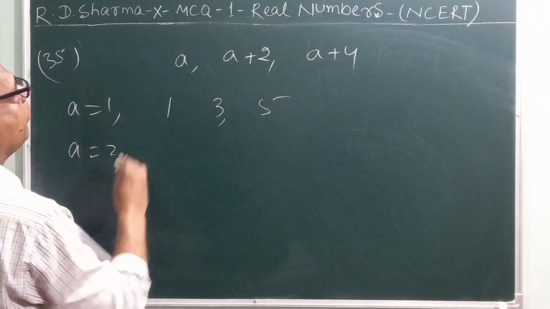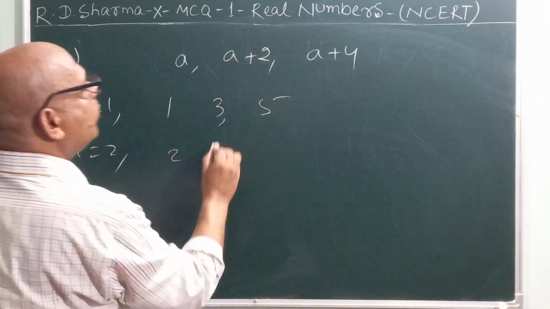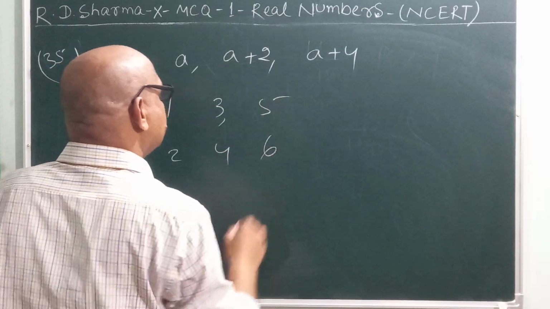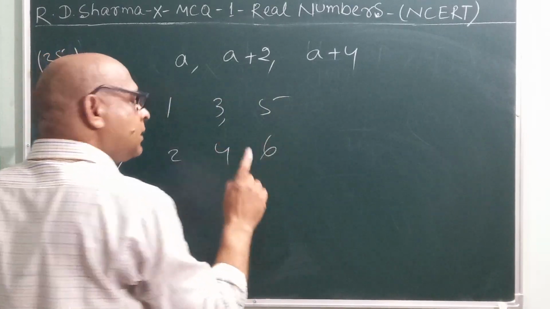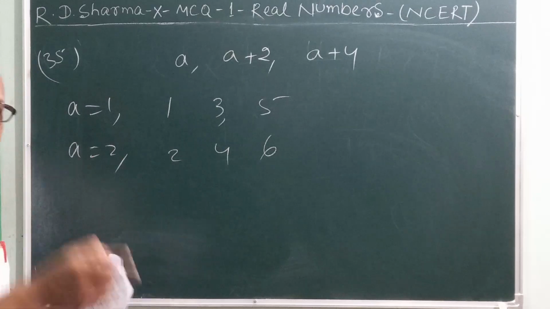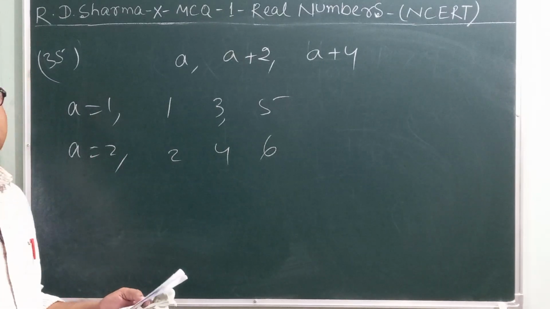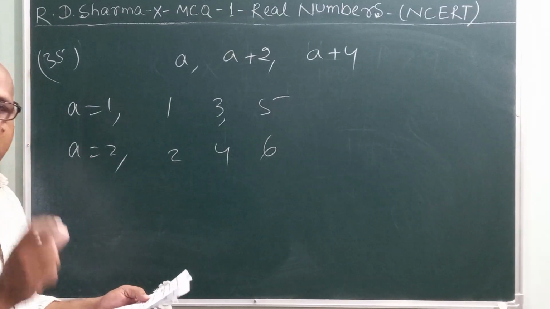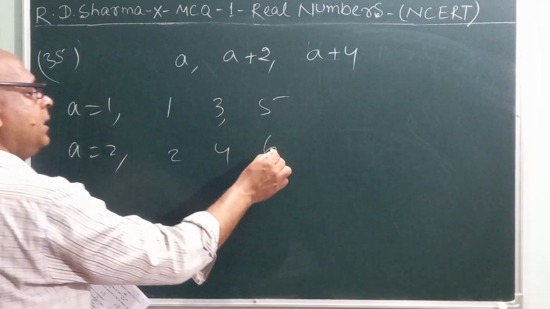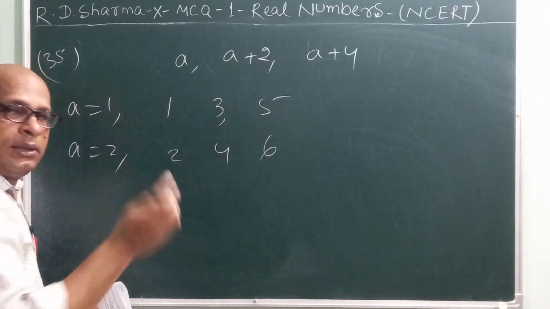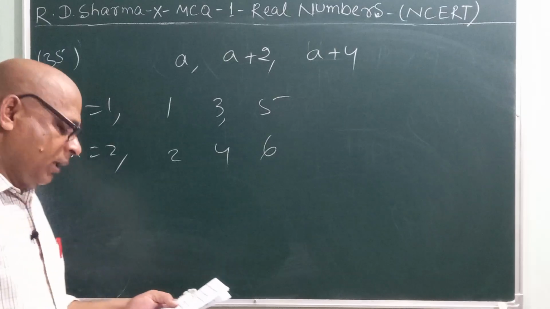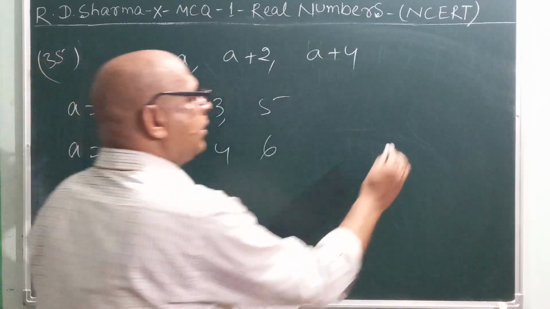A equals 2. Then 2 plus 2 is 4, and 2 plus 4 is 6. 3 and 6 are multiples of 3. So the answer is 3. Clear? So any one of the numbers, 3 and 6, is a multiple of 3. So the answer is B.